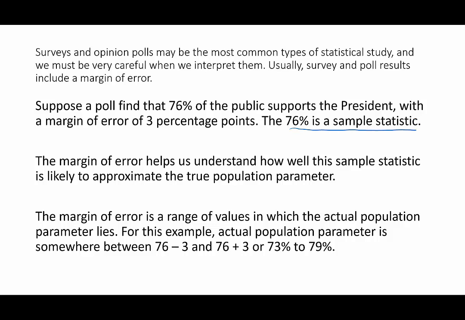73 and 79%. Not only do we have a margin of error, but we also usually have something called a confidence interval. And the confidence interval is usually something like 95%. What that means is that if we conducted this experiment 100 times, 95 of those times, the actual number will be between 73 and 79%. Or if we were to conduct this 20 times, 19 times, that parameter will be between 73 and 79%.